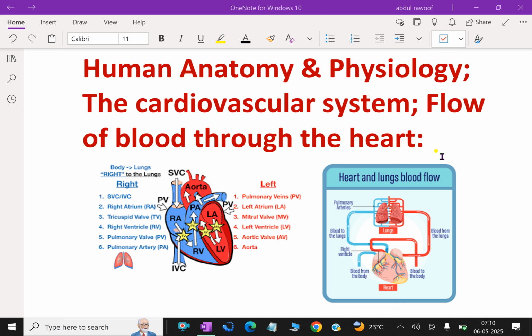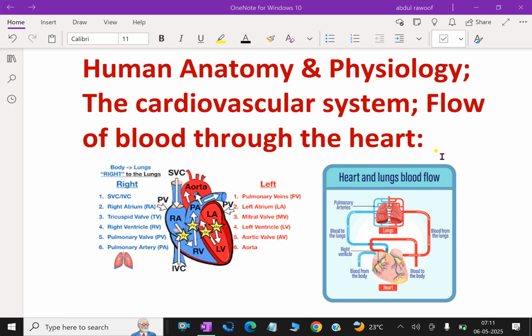The opening of the pulmonary artery is guarded by the pulmonary valve, formed by three semilunar cusps. This valve prevents the backflow of blood into the right ventricle when the ventricular muscle relaxes. After leaving the heart, the pulmonary artery divides into left and right pulmonary arteries, which carry the venous blood to the lungs, where the exchange of gases takes place.